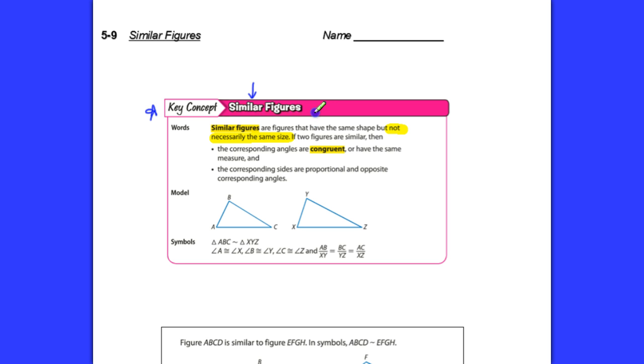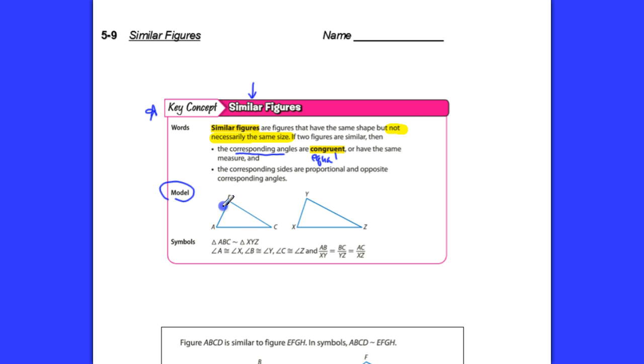If they are similar, here's one thing that we know. If you take a look at the picture of the model right here, they're telling you that these two figures are similar. They look a lot alike, but this one is a little bit smaller than the one on the right. But notice this, the corresponding angles are congruent. Now, congruent is a fancy word for equal. It is a math word you should know.